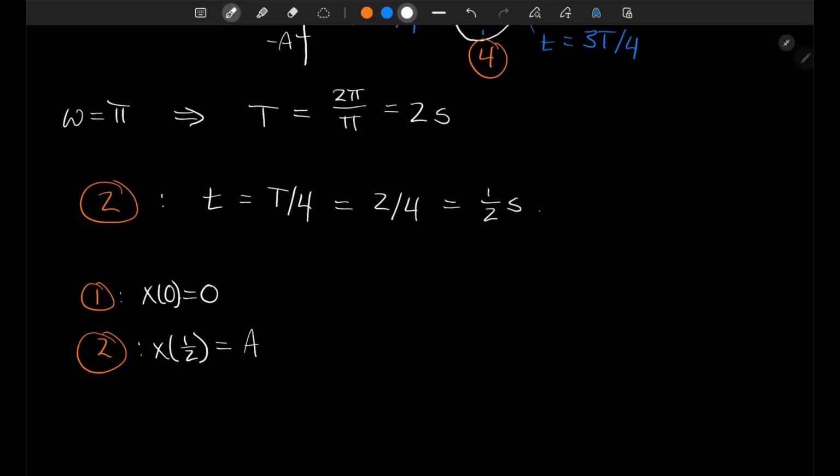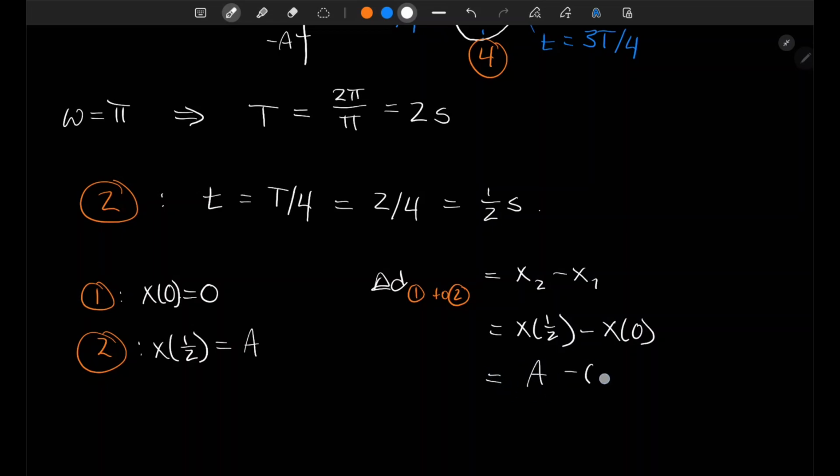Okay. Then we see that delta D going from 1 to 2 is equal to x at 2 minus x at 1. But we just found what those two x values are. That's going to be x of 1/2, because that's x at 2, minus x at 0 seconds, because that's x at 1. And that's going to be a minus 0, which is equal to a.